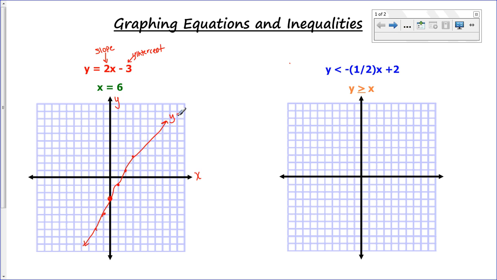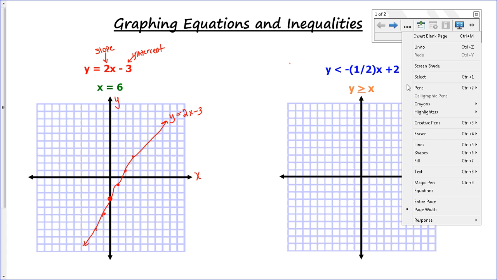but I wouldn't get full credit for it because I haven't labeled it. You always have to label lines when you're writing them on a graph, so please don't forget that. So here's the line y equals 2x minus 3. I know it's squiggly, just deal with it. All right, so there's my nice line. Y equals 2x minus 3, no big deal.